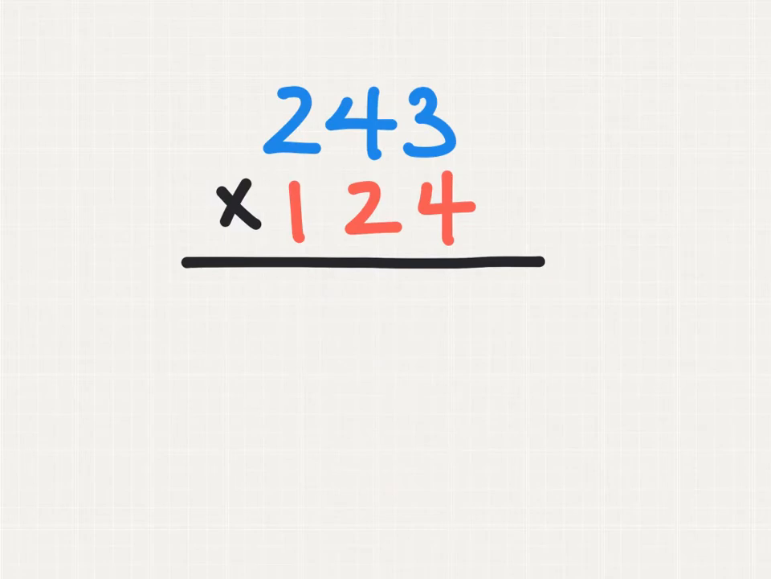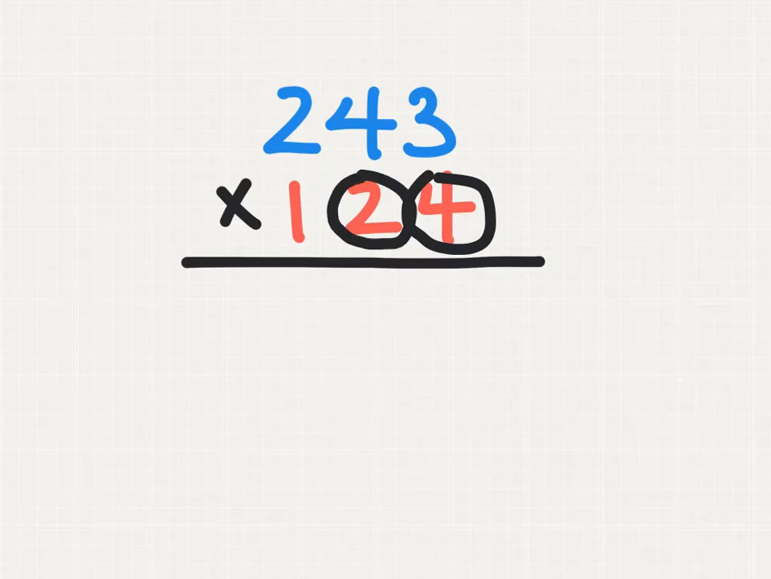In this example, I have 2 factors that are each 3 digits. 243 times 124. Now, what we're going to be doing is multiplying 243 times 4, 243 times 20, and 243 times 100. Keeping in mind that the 4 is in the ones place, the 2 is in the tens, and the 1 is in the hundreds. And here's how we do this.